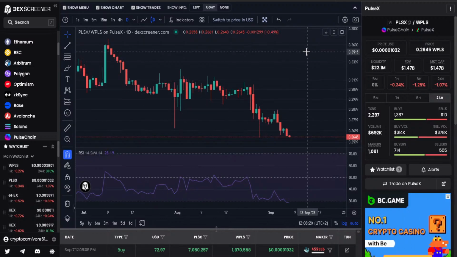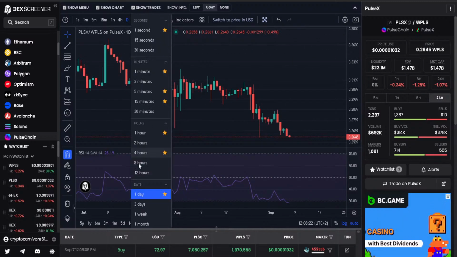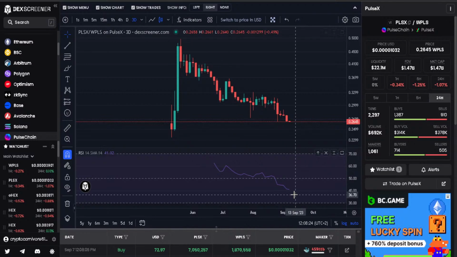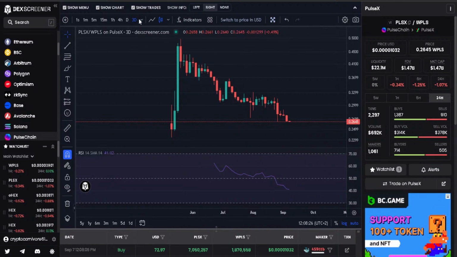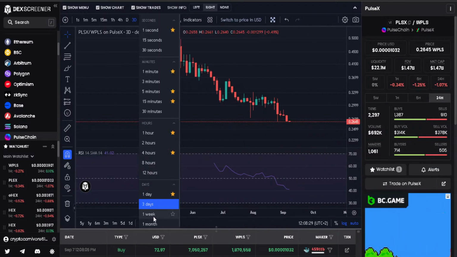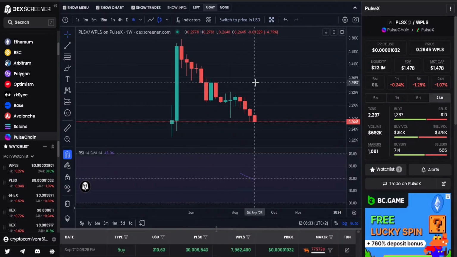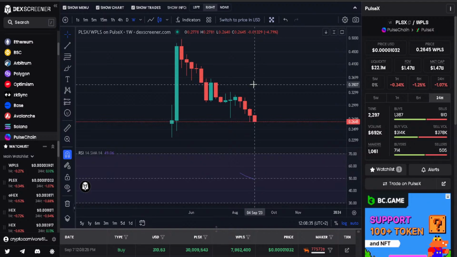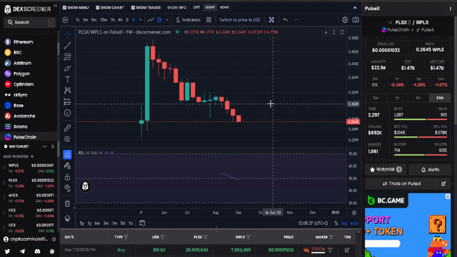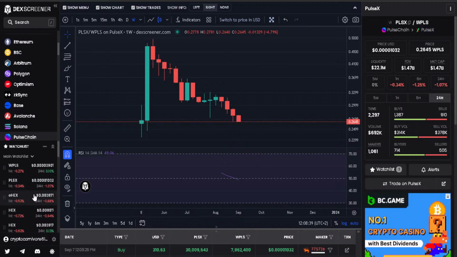Oversold on the daily finally. Let's look on the 3-day chart. Still coming down, lots more room to go downwards versus Pulse, right? So, and I mean on the weekly, it's not even just below 50%.